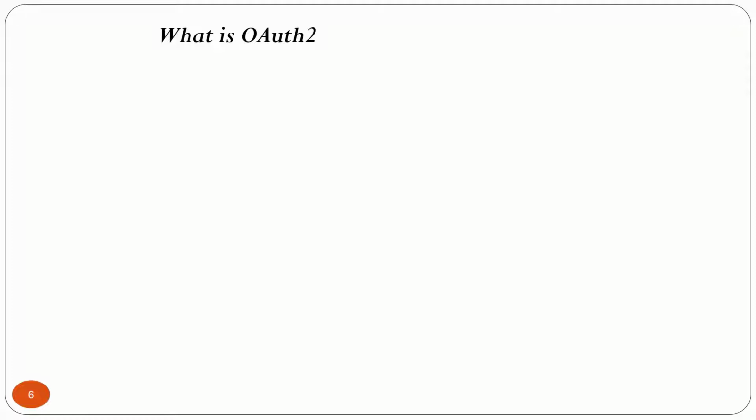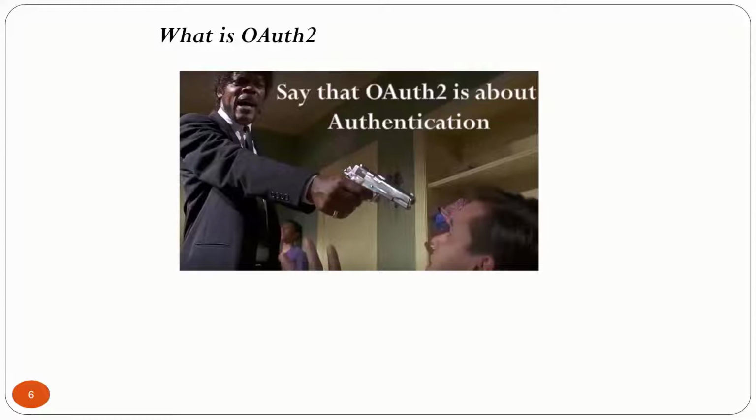So, one important thing: never say that OAuth2 is about authentication. Never make this mistake. A lot of companies have used OAuth2 as an authentication protocol. For example, Facebook in the old days used it as an authentication protocol, and this caused a really big security hole in their system.